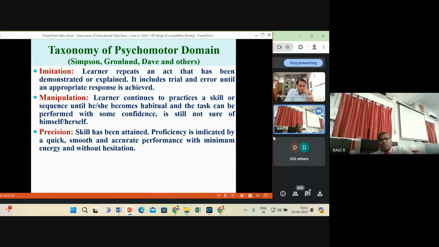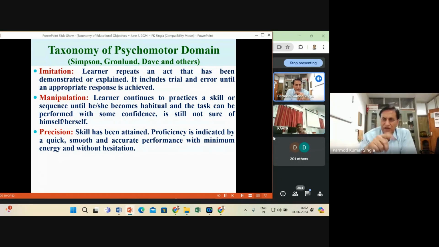Here also verbs will be there. At every level certain verbs, words will be there, like apply, means a set of keywords. Here also. Yes, there are. I will show you that. Okay. The precision level is when he is exactly able to do that.